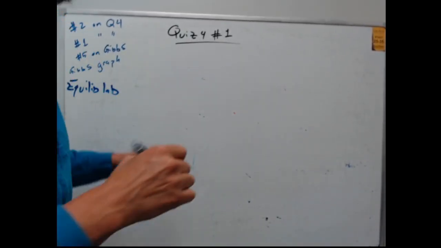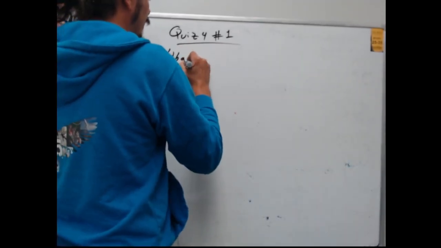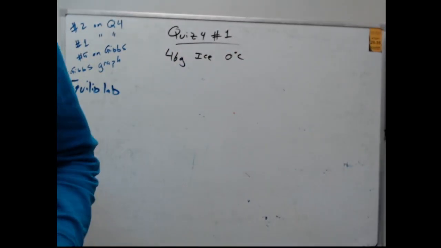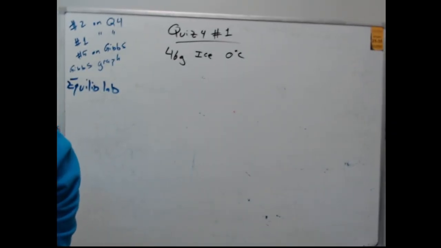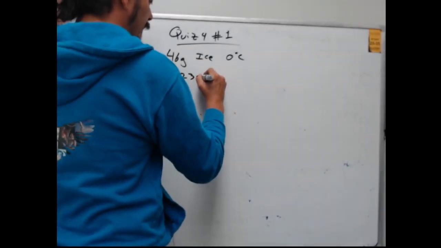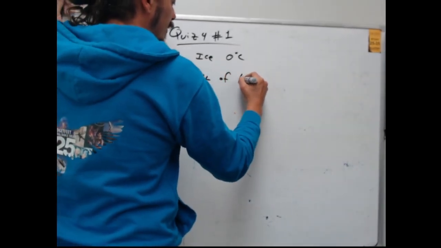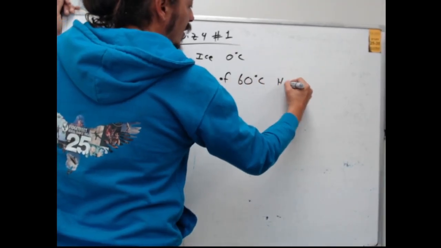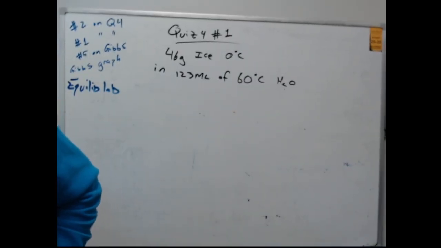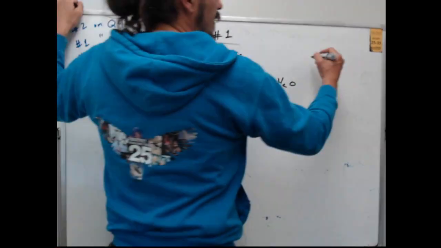A 46 gram piece of ice at 0 degrees Celsius is put into 123 milliliters of 60 degrees Celsius water. Does all the ice melt? What is the final temperature when everything is at equilibrium? How much ice?